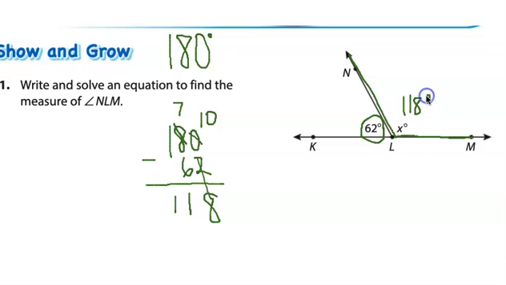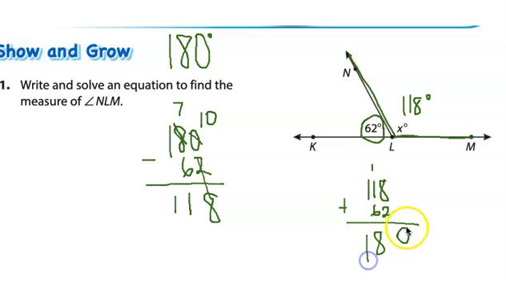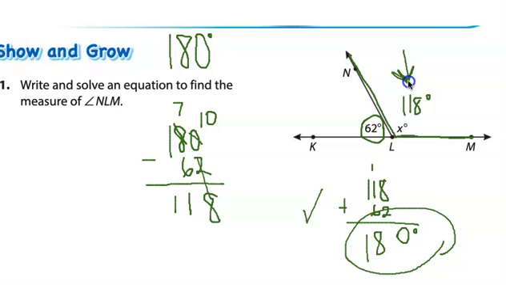So to check if I did my math right, I would come over here and do 118 plus 62. And if we got it right, it will add up to 180 degrees. 8 plus 2 is 10. 1 plus 1 is 2, plus 6 is 8. And 1 plus nothing is 1. So our total is 180 degrees. So we got that right. So the missing angle measure was 118 degrees.